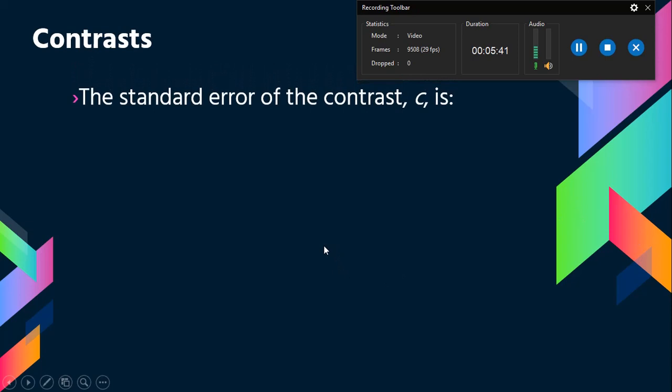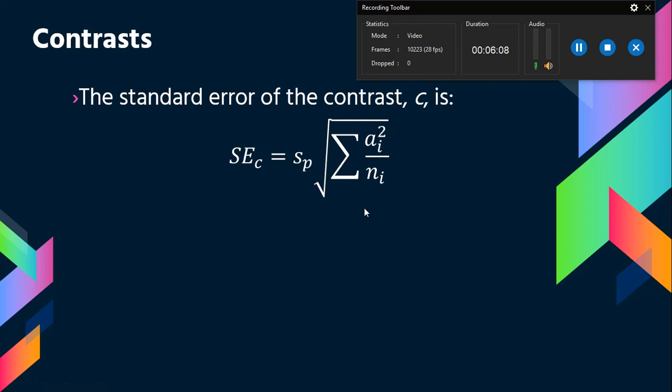Now, since we don't know the actual value of psi, and we'll be using our own contrast calculation, we also need the standard error for the contrast. So this is the formula to find the standard error, and subscript C is contrast. We're going to use a pooled standard deviation. And then underneath the square root radical, we're going to take the coefficient assigned to the first observation and square it, and then it's divided by that sample size. And then we would add to it the coefficient squared for the second observation over the second sample size until we get a grand total.